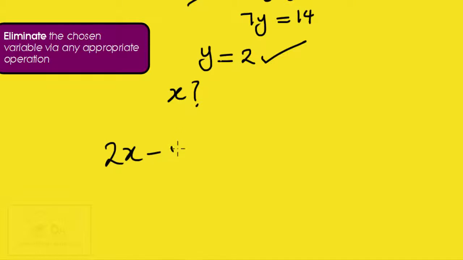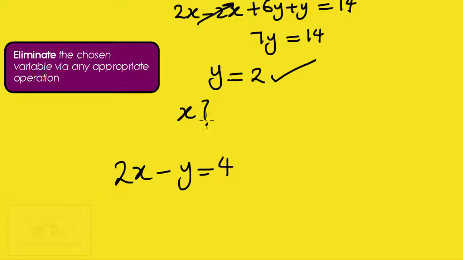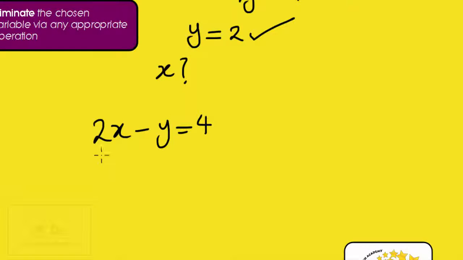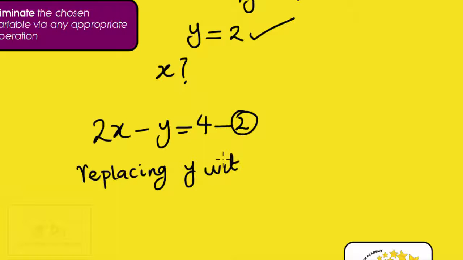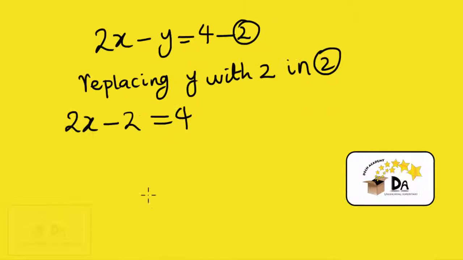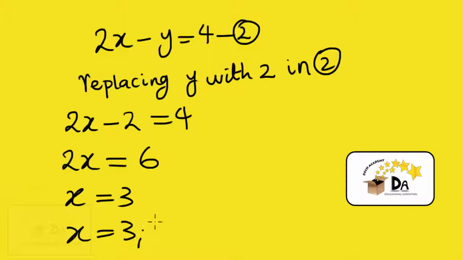Equation 2 is 2x minus y equals 4. So replacing y with 2 in equation 2 gives the following. 2x minus 2 equals 4. Making x the subject of the formula will allow us to determine a value for x. So adding 2 to both sides gives 2x equals 6. Dividing through by 2 gives x equals 3. So now we know that x is 3 and y is 2.